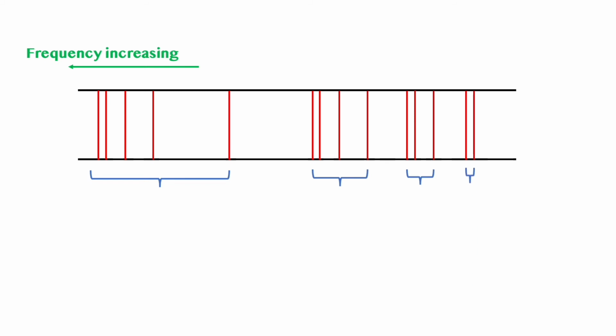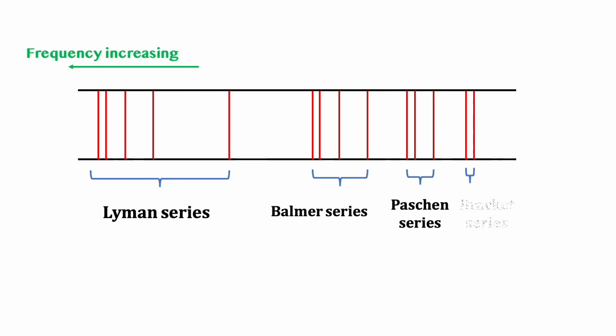All the transitions that relax into the first energy level are called the Lyman series of the atomic spectrum. Transitions to the second energy level are the Balmer series. Transitions to the third energy level are the Paschen series. Transitions to the fourth energy level are the Brackett series.